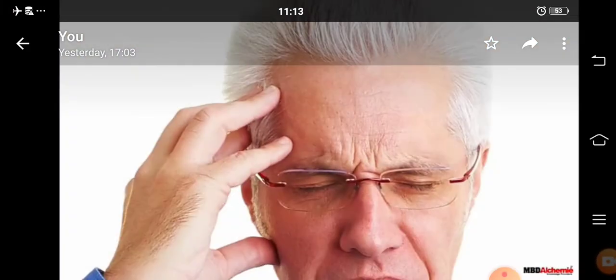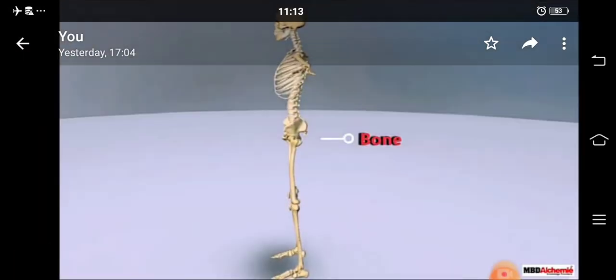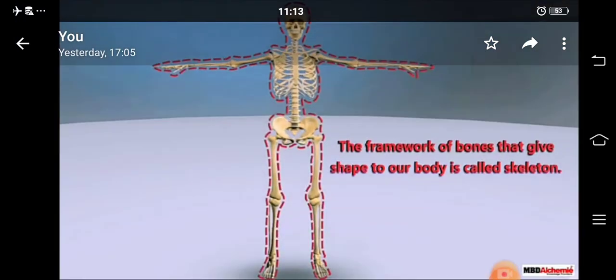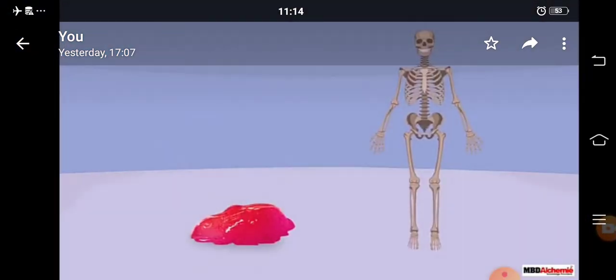Do you know what the hard substance inside your head is? Well, this hard substance is a bone. The human body is made of a number of bones. Together, these bones form a framework that gives shape to our body. This framework is the skeleton. A body without a skeleton will appear like a jelly that has no shape of its own.